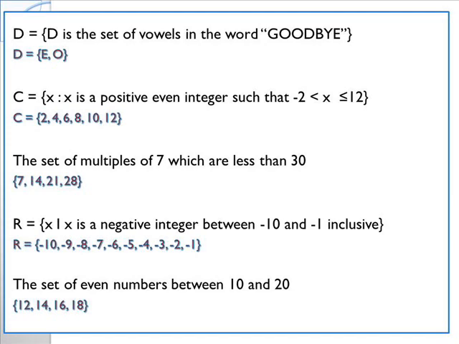Then finally we have a set of even numbers between 10 and 20. Here the values 10 and 20 are not included in the solution. That's why we have written 12, 14, 16, and 18. That is how we write sets in tabular form. We'll discuss descriptive form, set builder form, and Venn diagrams in the next video.